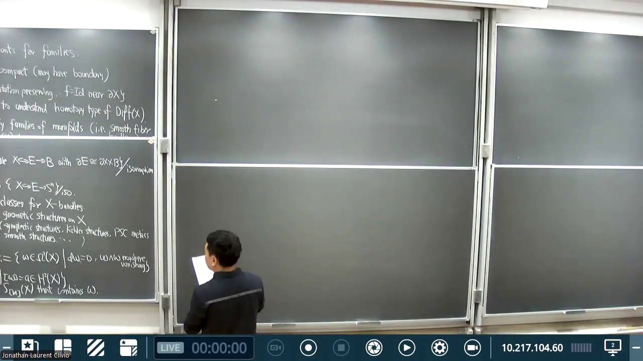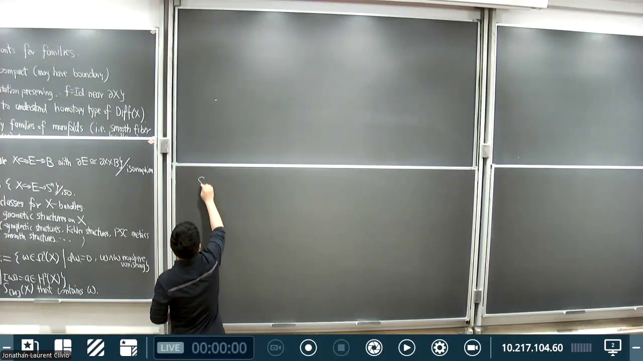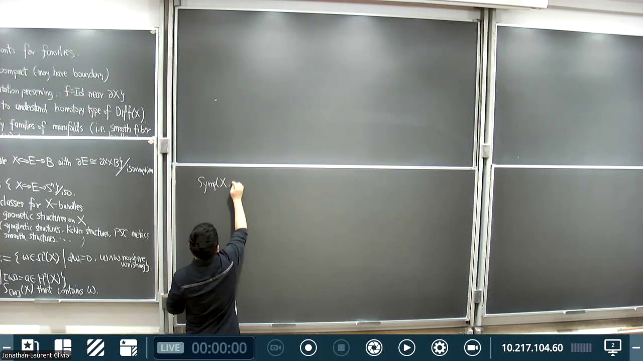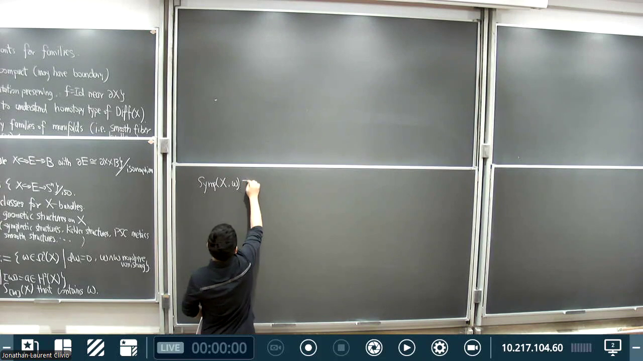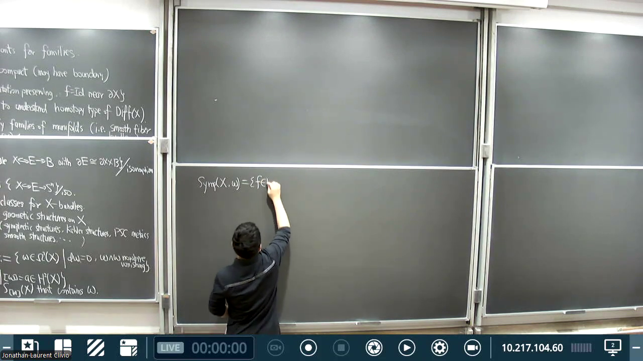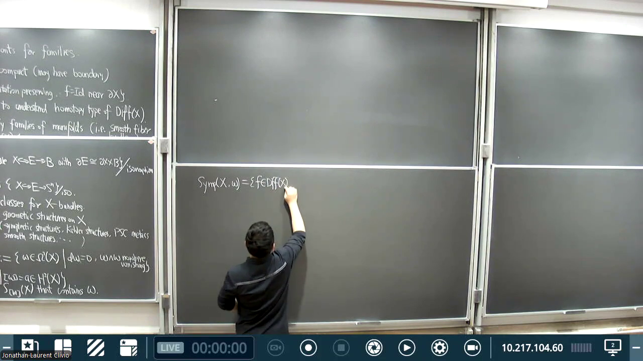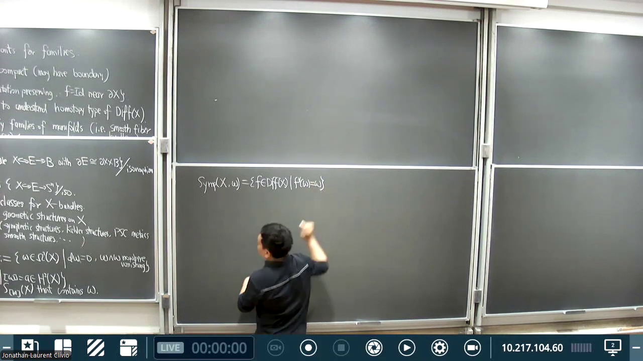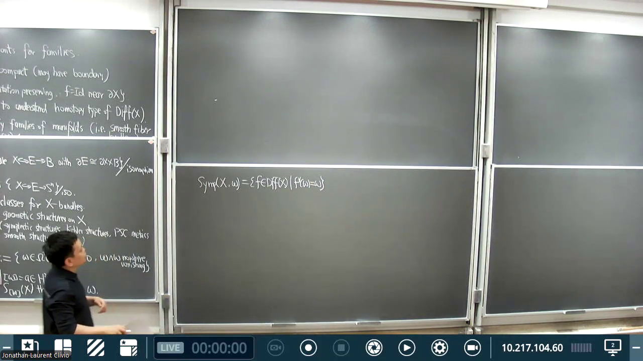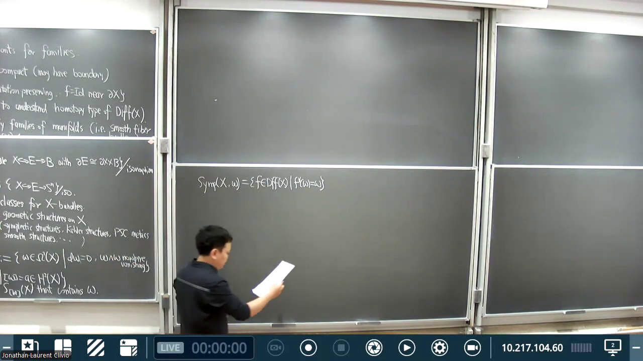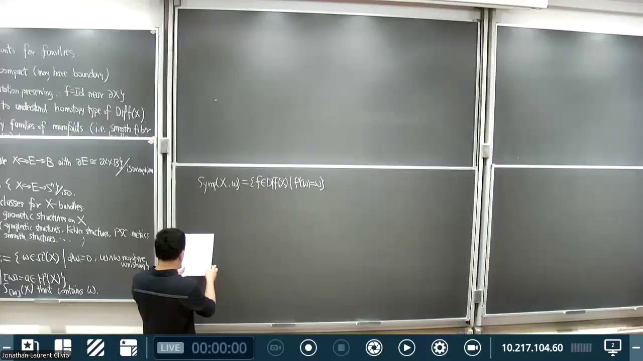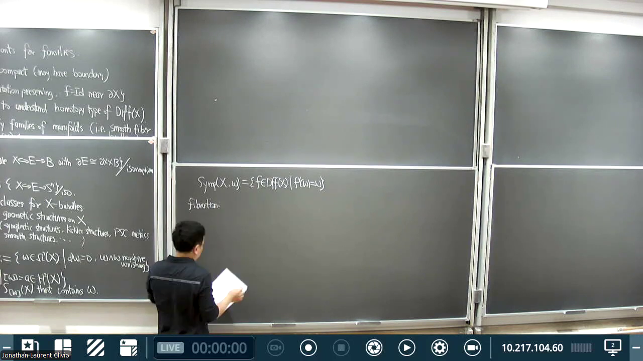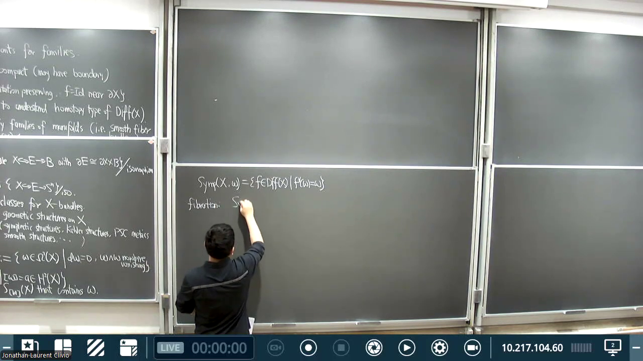And there's one very useful thing. Well, I also need to introduce this group of symplectomorphisms, the group of diffeomorphisms that preserve the symplectic form. Now we have a fibration. It turns out that there's this fibration.